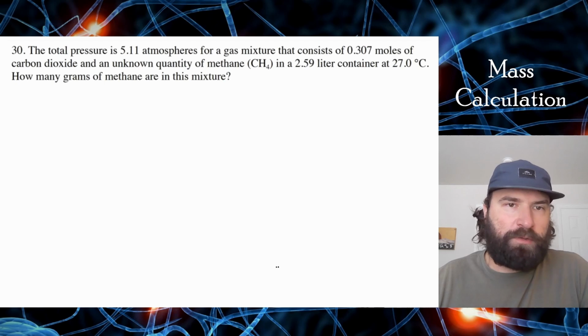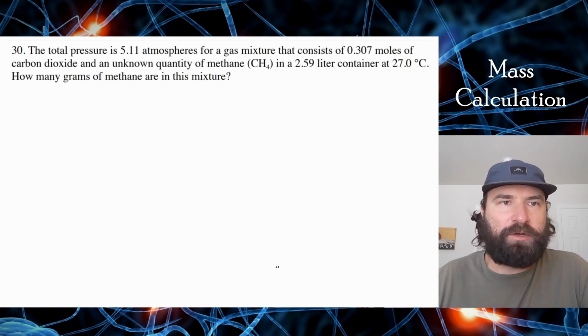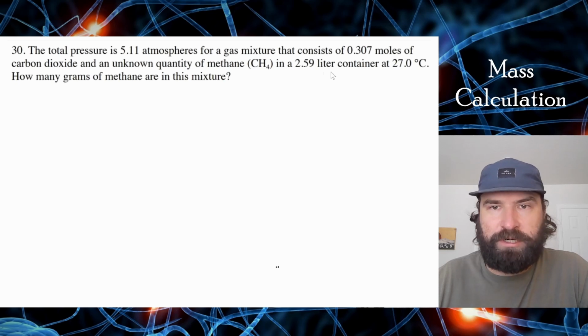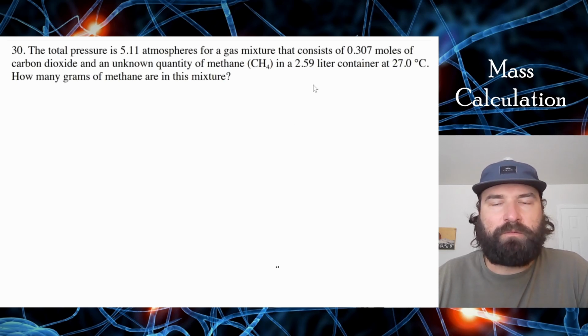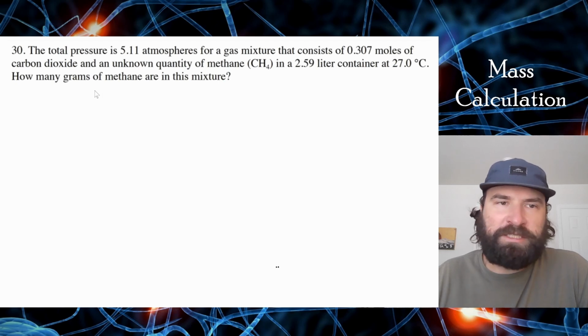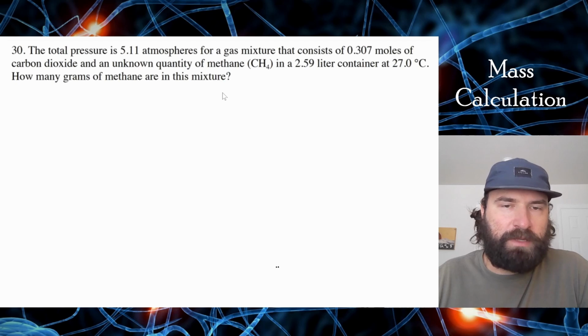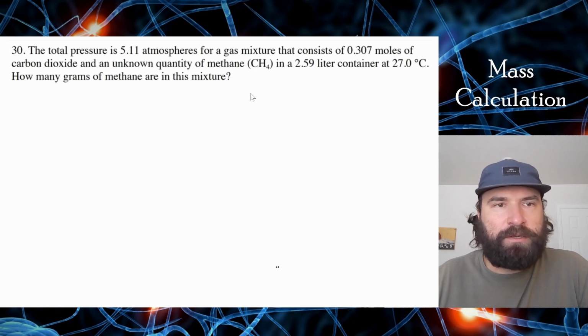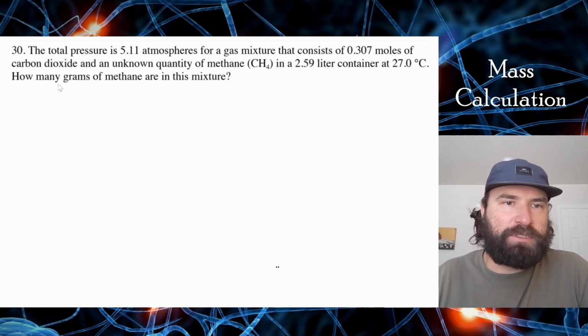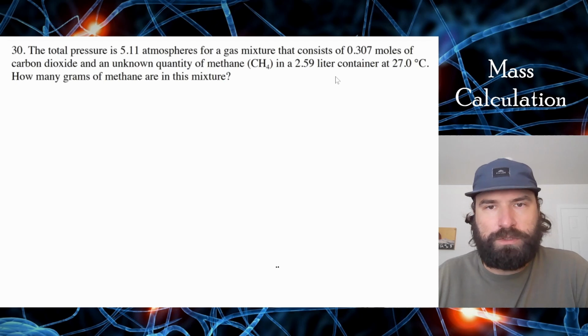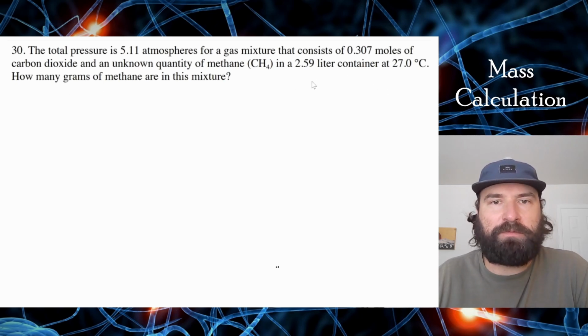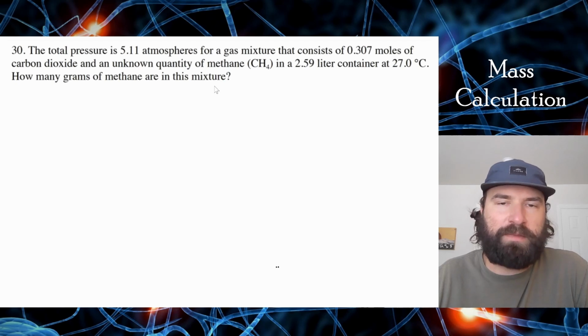All right, so this looks like a PV equals nRT equation to me, because we're given a pressure, we're given moles, we're given volume, and we're given temperature, and all of those variables are part of your PV equals nRT equation. But they're asking for grams, which is not involved in that computation, right? But typically we can get grams from moles using molar mass. So if we can find moles of methane, we should be able to find grams of methane.